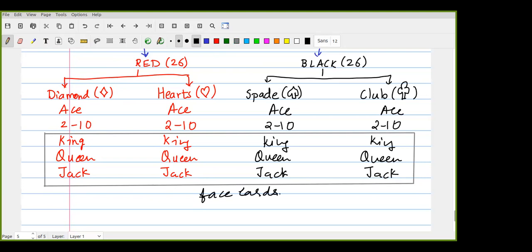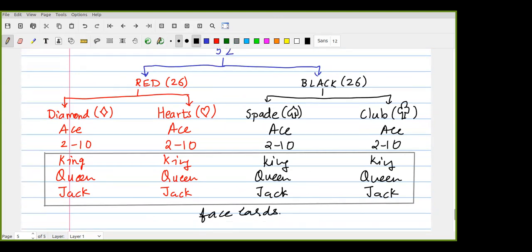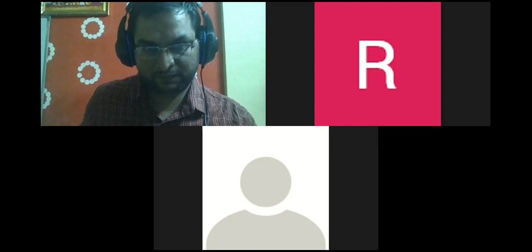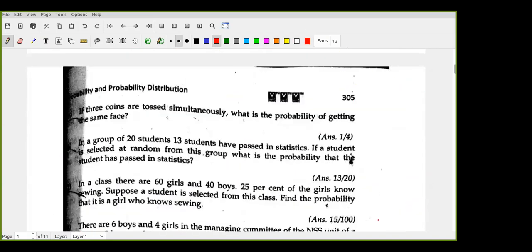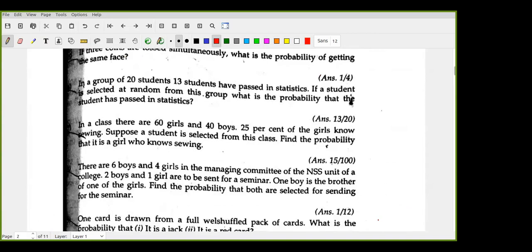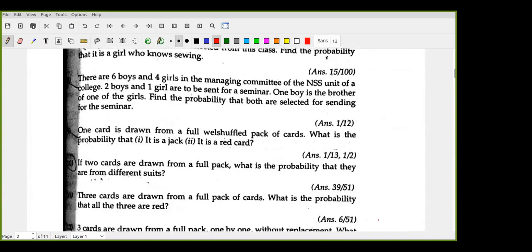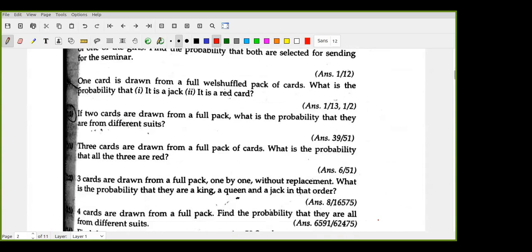Now let us go back to the problems which ma'am has given us. Is this structure clear to both of you? Yes, sir. Let me take this problem of cards only, because we have just done cards. I think this is question number 9.